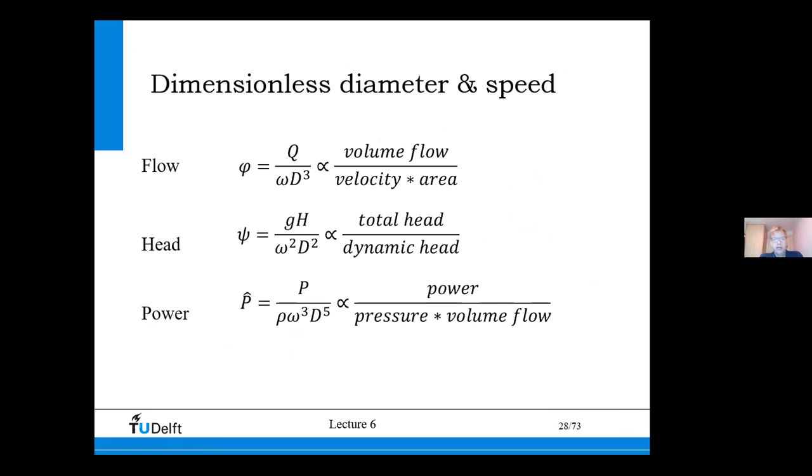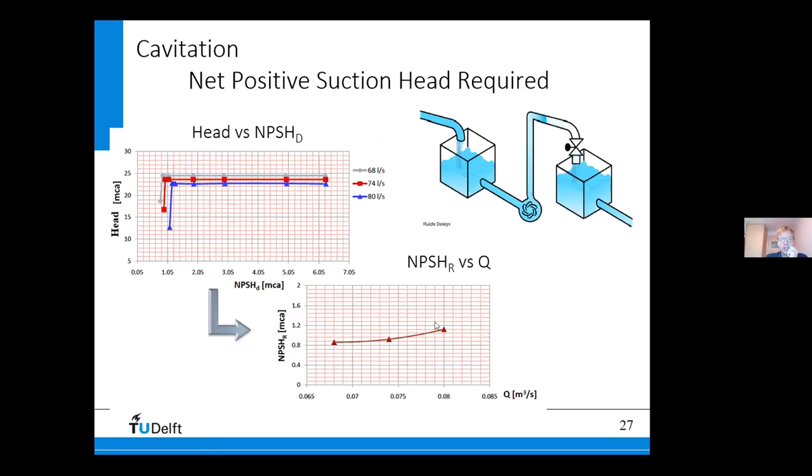Then something about dimensionless diameters and speeds. If you look at the flow parameter, you can define a flow parameter, and you can define a head parameter. And there's an old question. Okay, there's the last one about net positive suction head and Q.